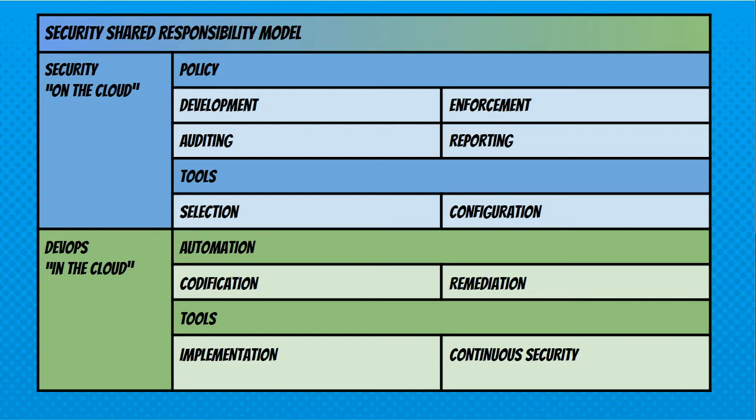Your DevOps team focuses on security in the cloud. They're very focused on their single application and how they fit into the bigger picture of the enterprise. So they're automating those configurations. They're setting up remediation such as rollbacks or roll forwards and implementing the tools that get agreed upon between the two. The goal is continuous security, right?